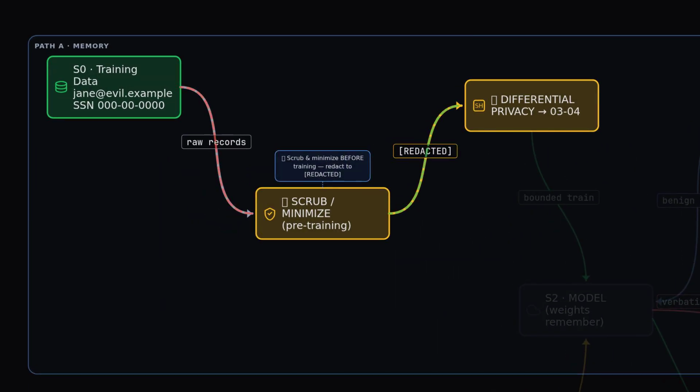Defense for Path A, a green gate upstream of the model. Scrub and minimize training data before it ever enters the weights. The record is redacted to bracket redacted bracket. If it never goes in, it can't come back out.